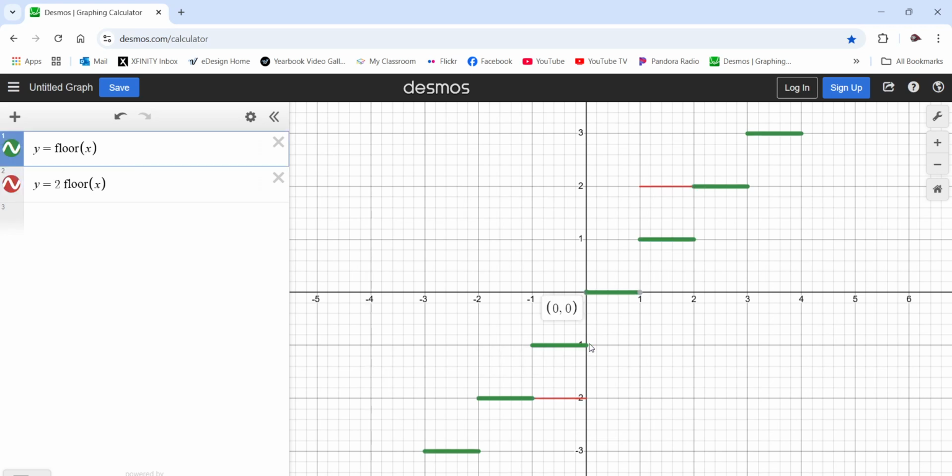Let's do this. Let's run this. All right, so that's negative 1, 1, right? And then right here, this is a closed circle, and then this would be an open circle right there, right? And then it jumps up. It's closed here, open here.